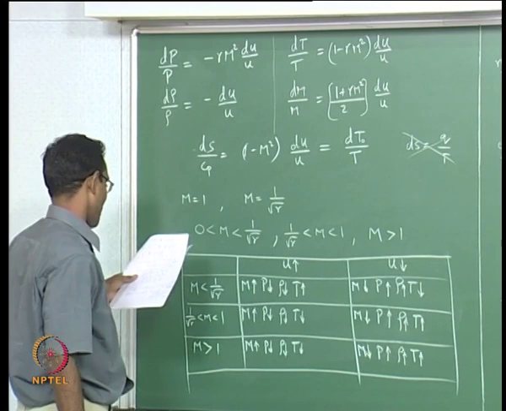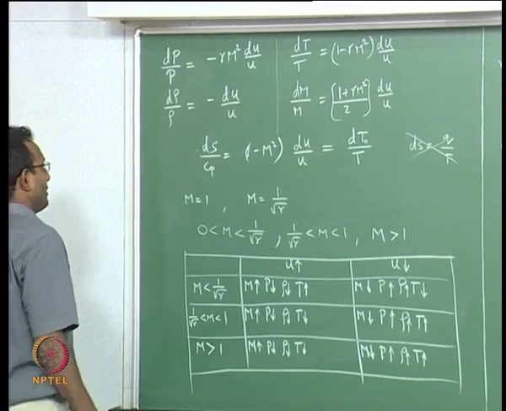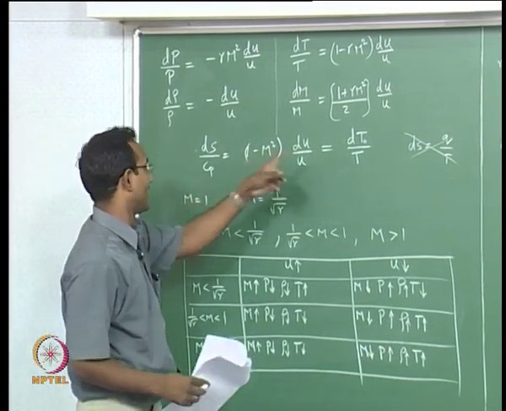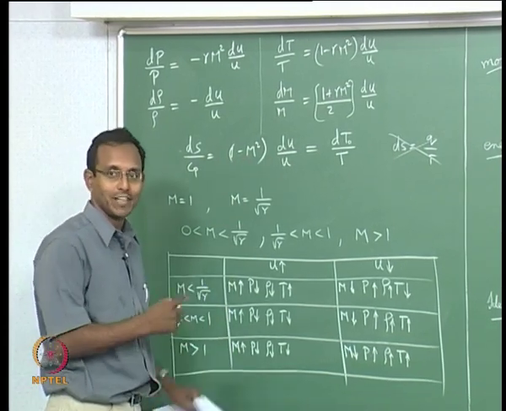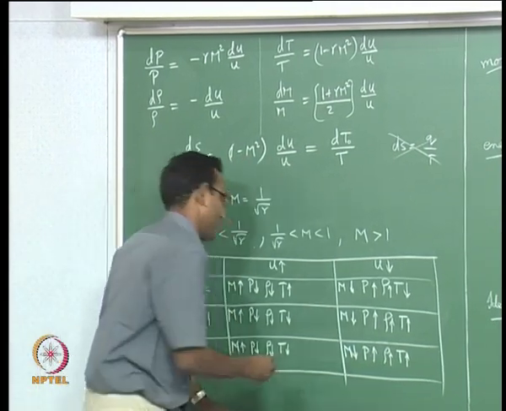Now, there are two more variables left, and you know that they are s and T naught, and they are directly related to each other. So, I will just put s, and you know it is the same for T naught also.